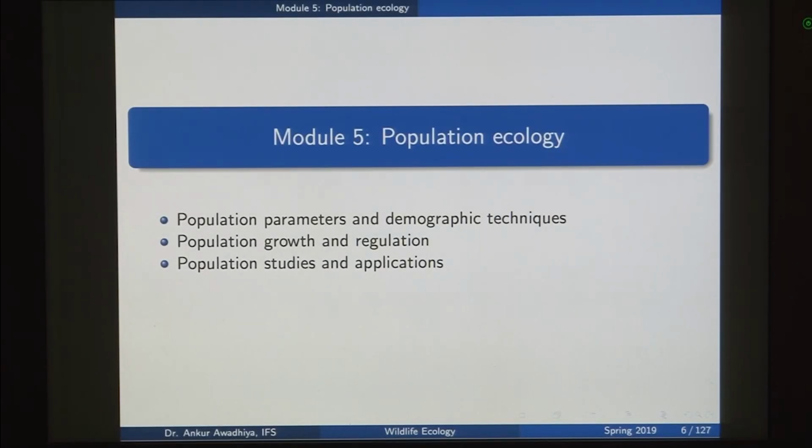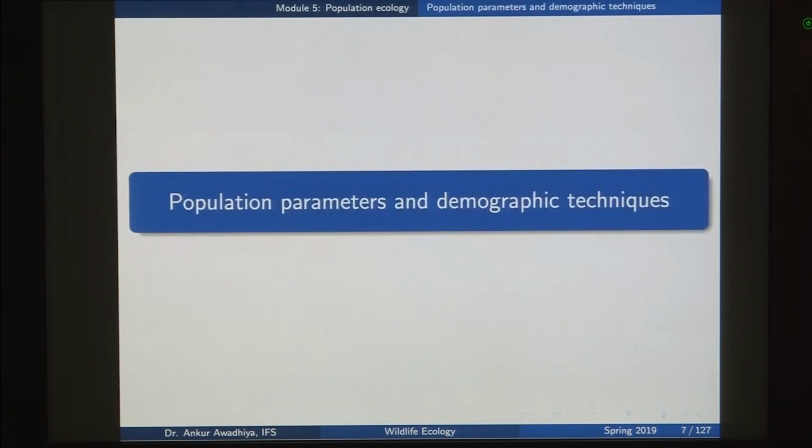Namaste. Today we begin a new module which is population ecology. In this module we will have 3 lectures. The first one is population parameters and demographic techniques. The second one is population growth and regulation, and the third one is population studies and applications of population studies. So, let us begin with population parameters and demographic techniques.